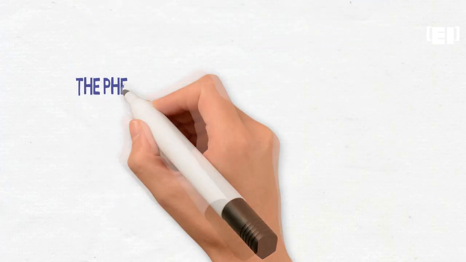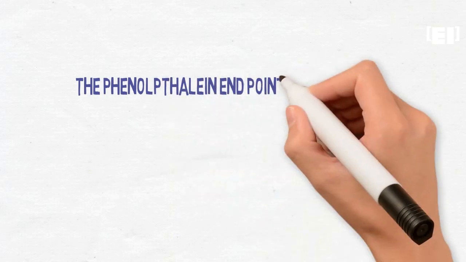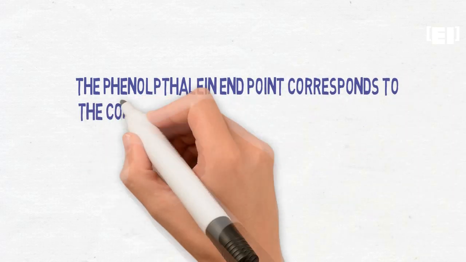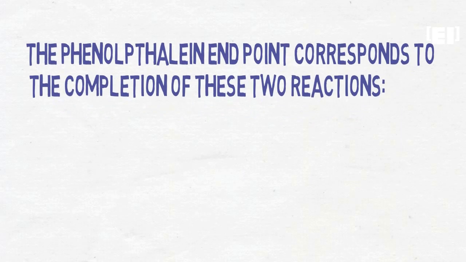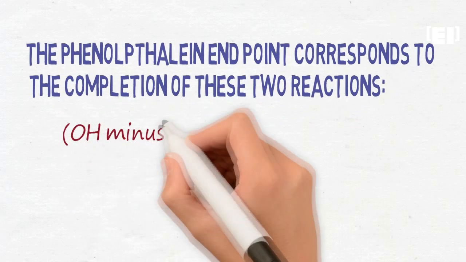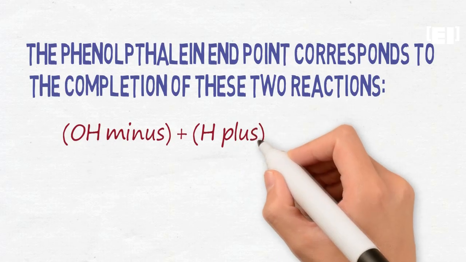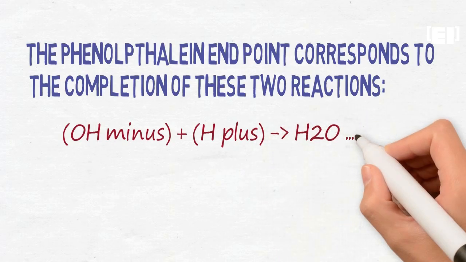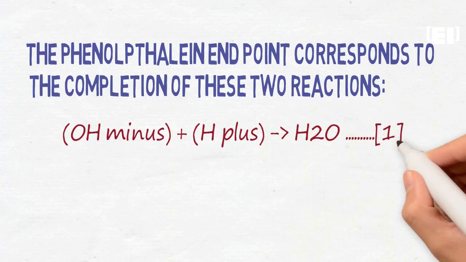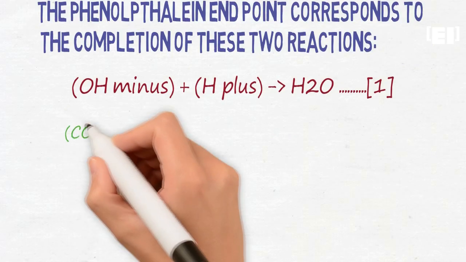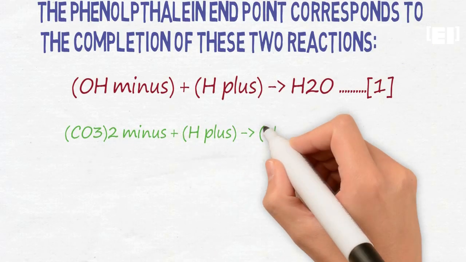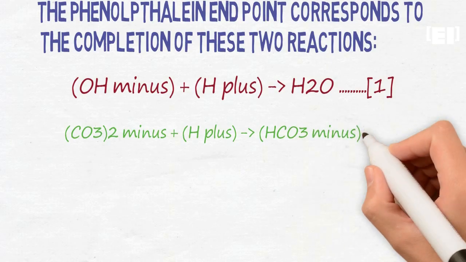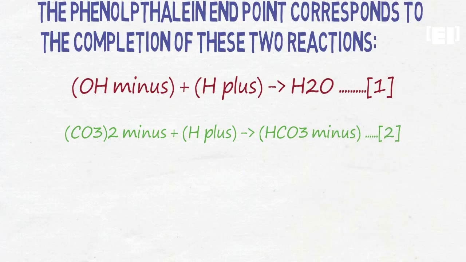When HCl comes in the solution, its H plus ions react with the negative ions of these compounds. The disappearance of pink color represents the end of hydroxide ions and carbonate ions. And the reactions are: this means the solution now has only bicarbonate ions left.